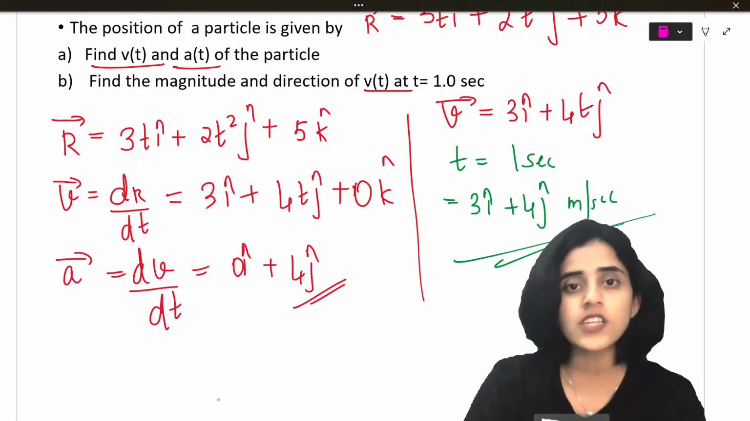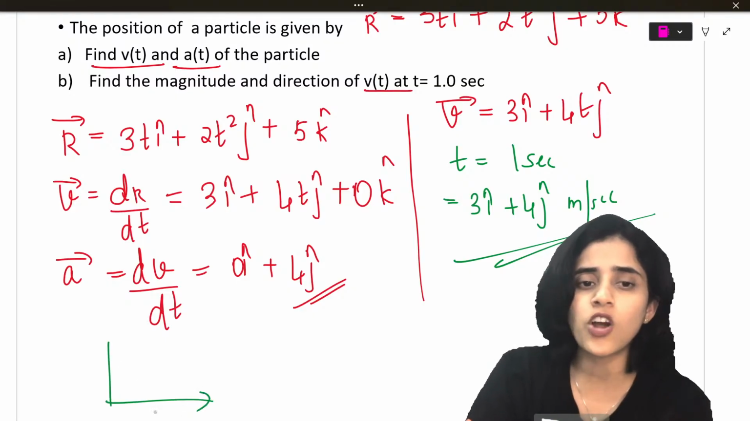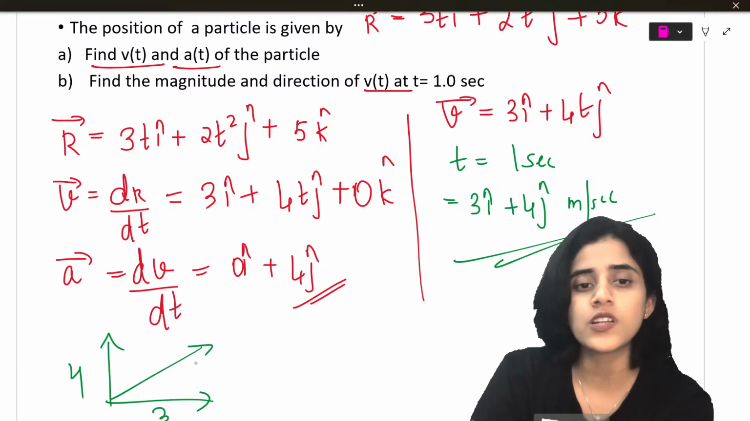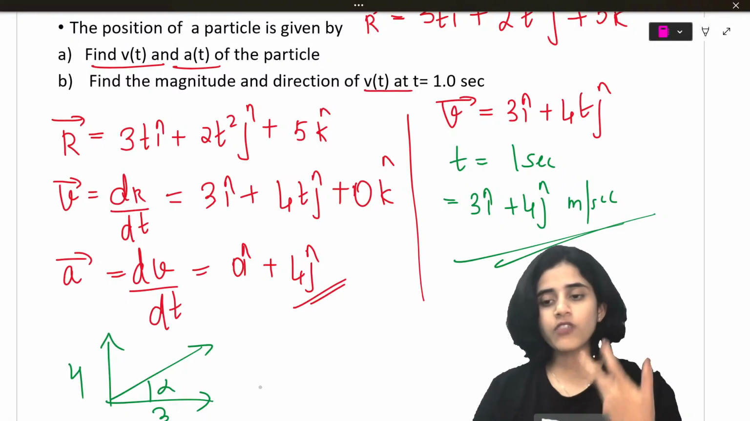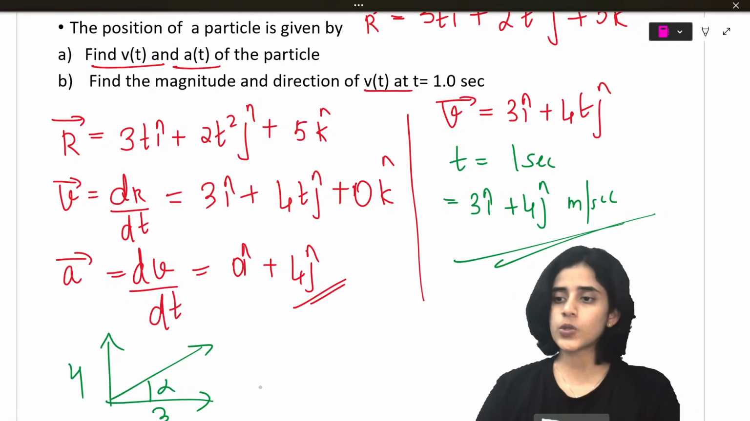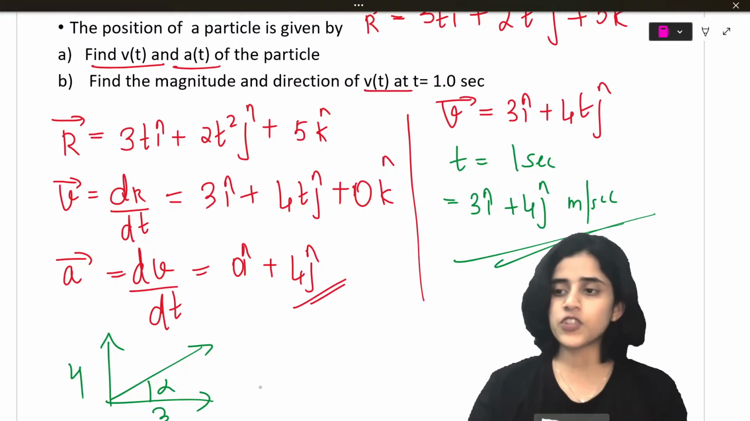Now if there was a question to find the angle, what will you do? You will find out the angle also. Along the x-axis it moves with 3, along the y-axis it moves with 4. So the angle will be tan alpha, which is tan of opposite by adjacent, 4 by 3. Okay? Is that clear, all of you? Clear?